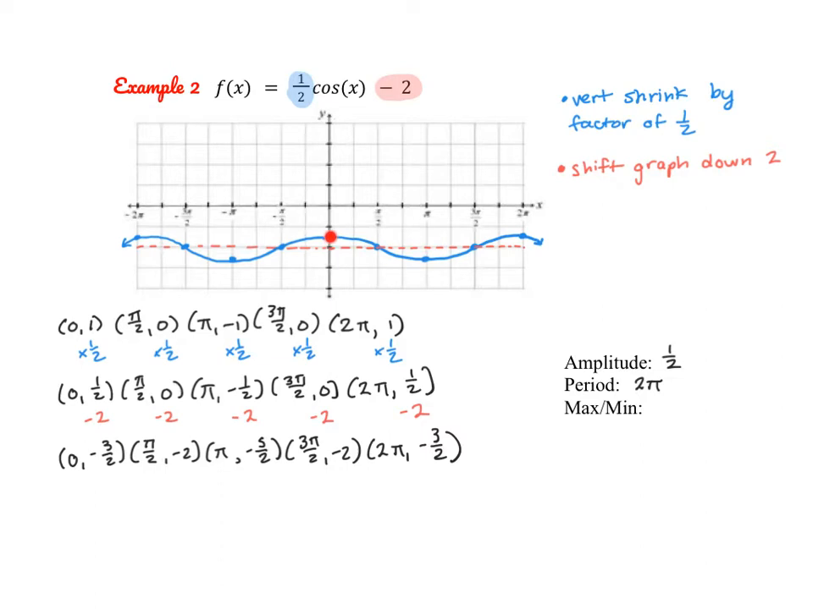So if you measure maybe from this top to this top, it takes 2 pi units to complete the cycle. Or maybe go from the minimum to the minimum. Here to here, that's still 2 pi units. And then in this case, our maximum value is at negative 3/2, and our minimum value is at negative 5/2.